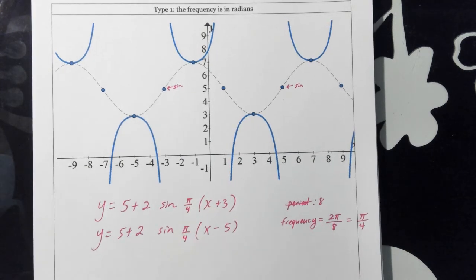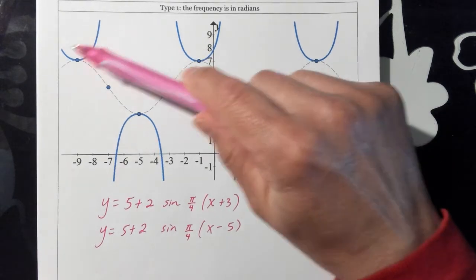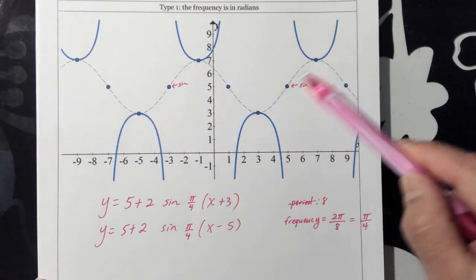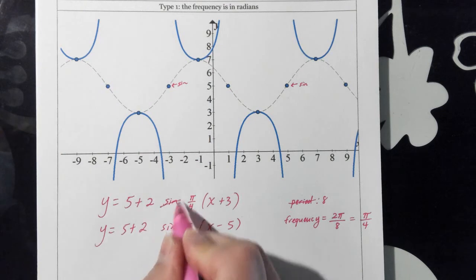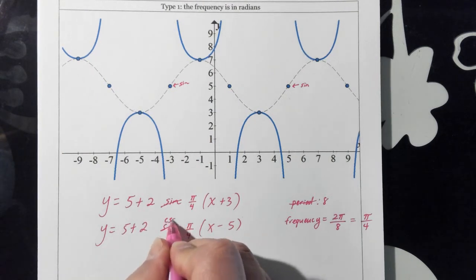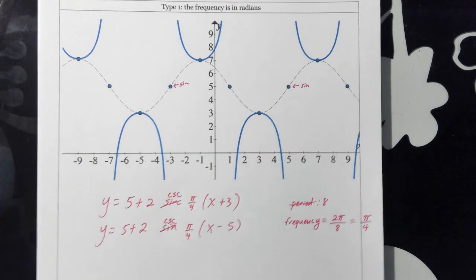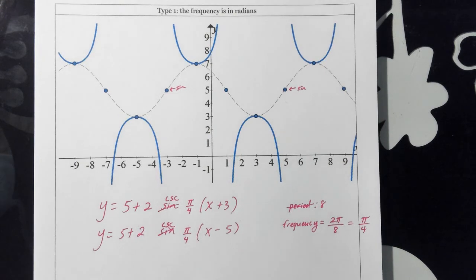Voila. Except, remember, you're writing a graph for this function. This is just there to help you do that. So make sure you cross this out and write cosecant. There. So those are 2 possible answers.